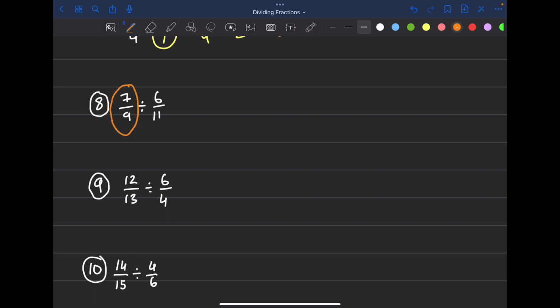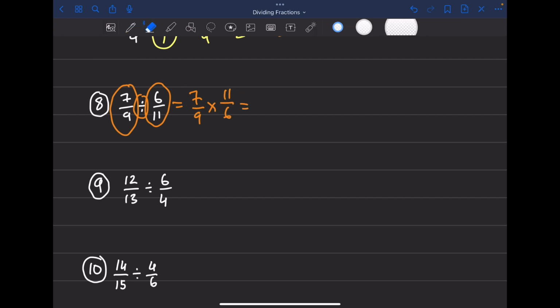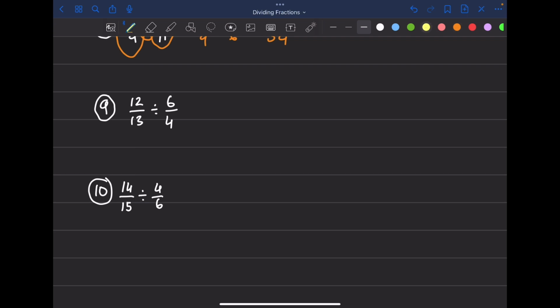Question number 8. Keep the first fraction, so same. We will have 7 over 9. Change the sign to multiplication. Flip this fraction. So instead of 6 over 11, we'd have 11 over 6. Multiply, so 7 times 11 is 77. 9 times 6 is 54. And we are done.